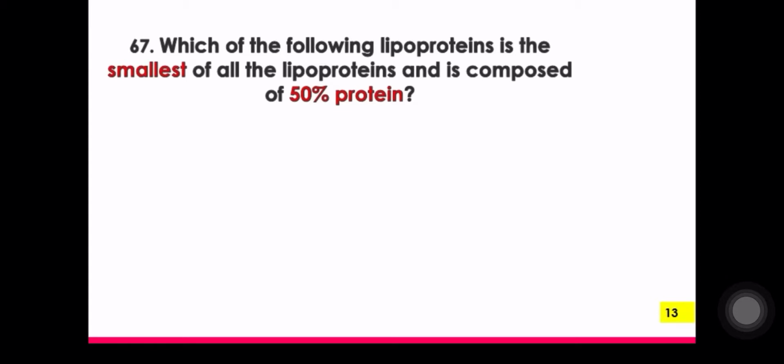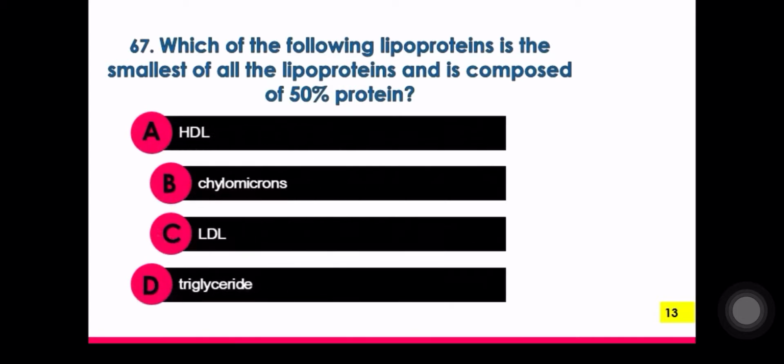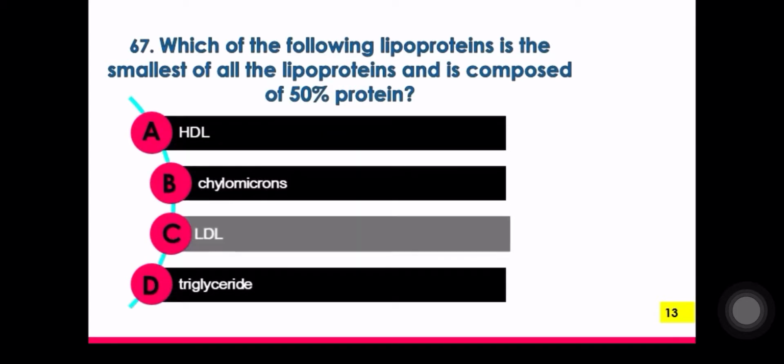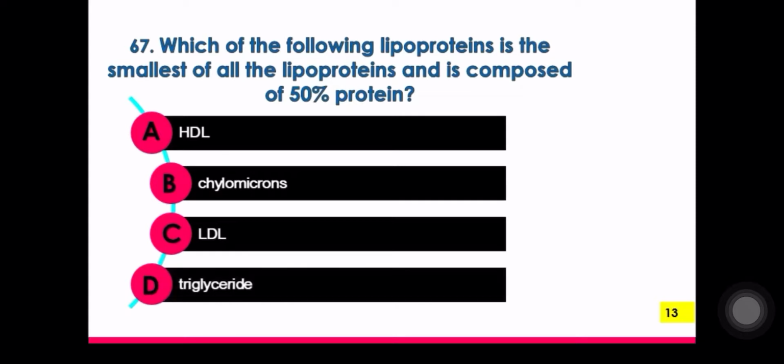Next, 67. Which of the following lipoproteins is the smallest of the lipoproteins and is composed of 50% protein? Is it letter A, HDL, letter B, chylomicrons, letter C, LDL, or letter D, triglyceride? For number 67, that's letter A, HDL po.